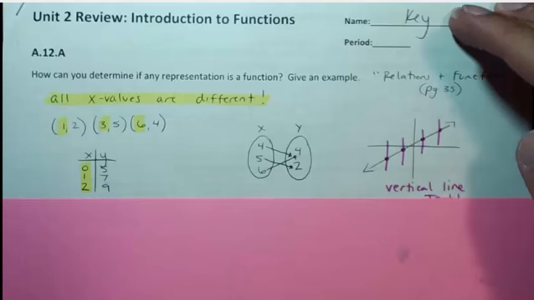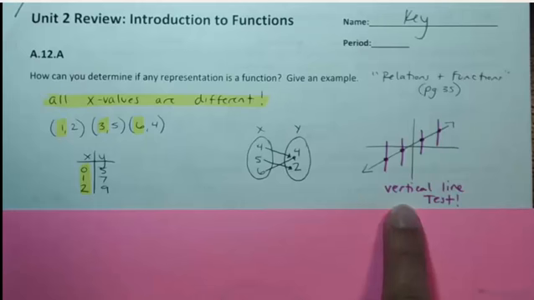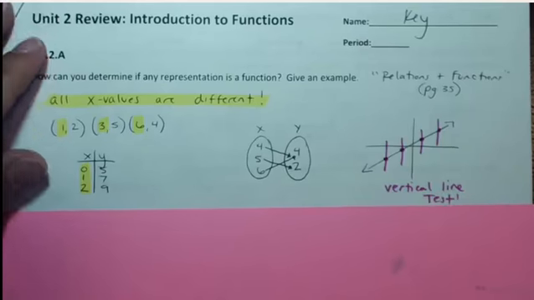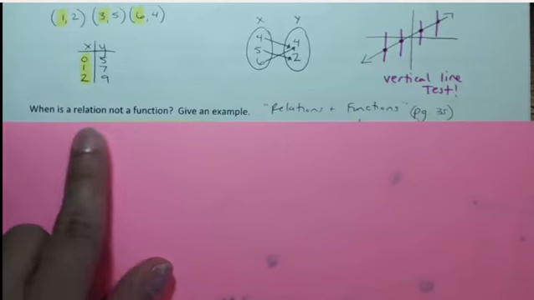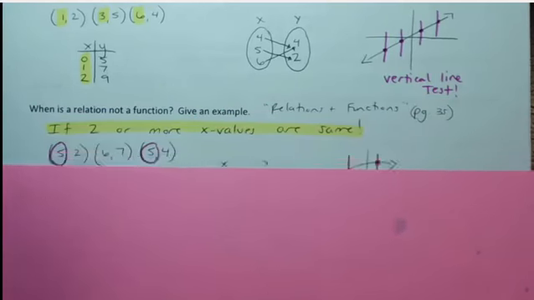So we did the first one together. Remember that a function is when all the x values are different. So I showed an example of each thing. Remember when it comes to the graph, we use the vertical line test. It should only hit it one time. The next question was, how do you determine when it's not a function? This is the opposite of the first one, and this is when you have 2 or more x values that are the same.